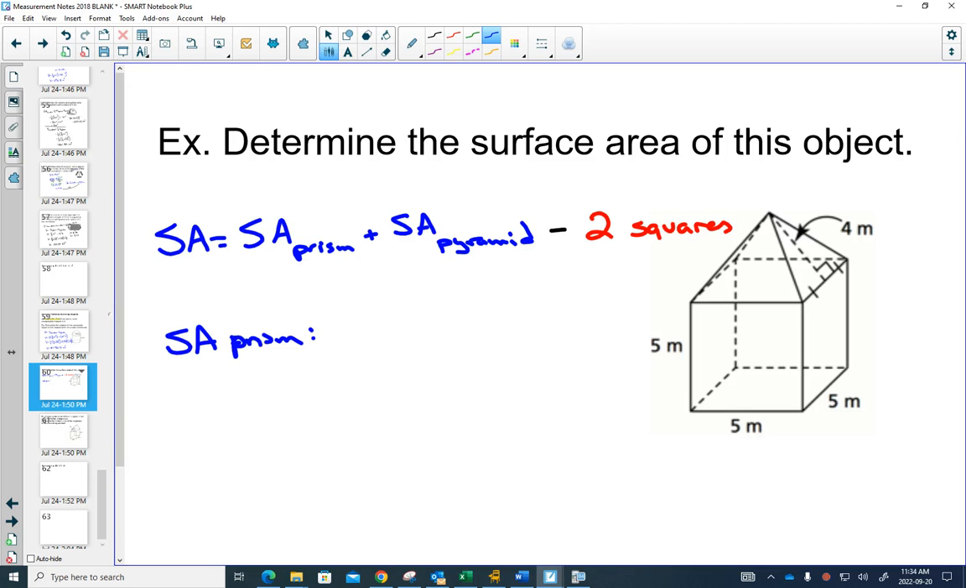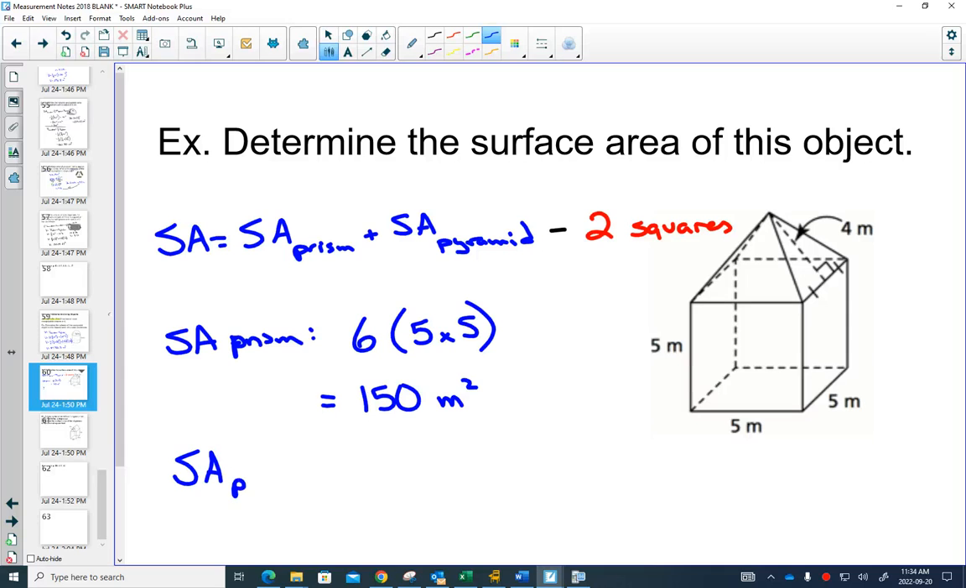Do you see that there would be 6 sides, and each side is 5 times 5? Because it's a perfectly square prism. All the sides are the same. So the surface area of my prism is going to be 150. Yes, Brielle, you had a question. So this will be 150 meters squared is the surface area of my prism.